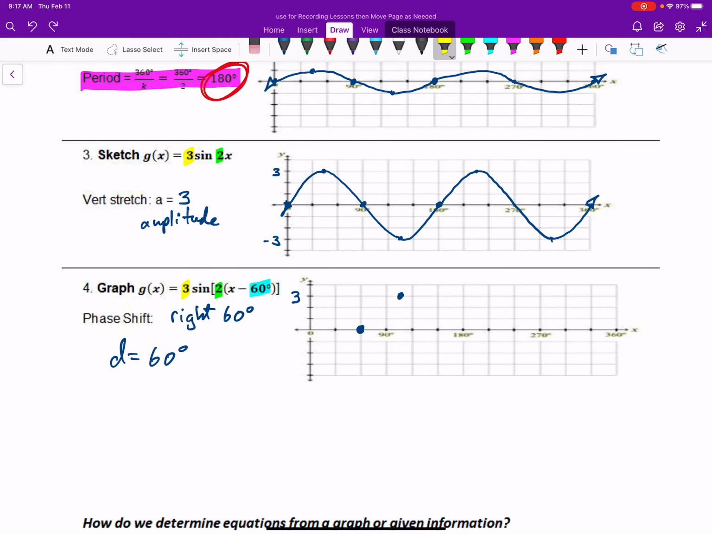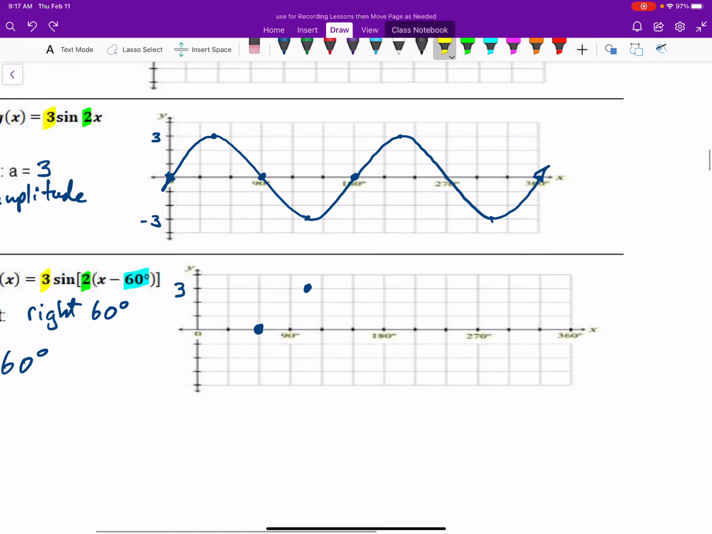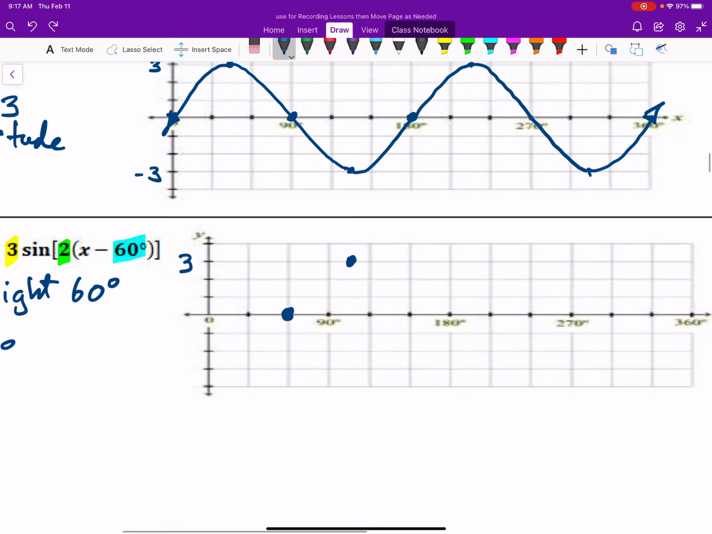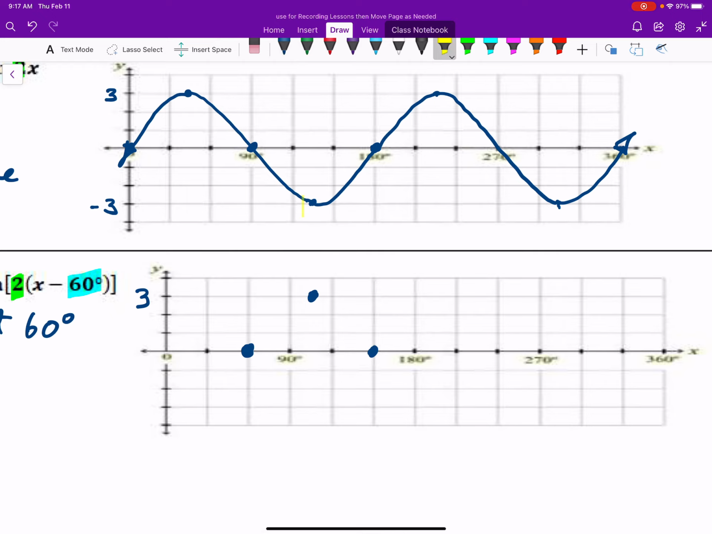So with that in mind, that means this one that's at 90 is going to shift 2 blocks to the right, and it's going to be at 150. And this point here that was at 135, it doesn't really even matter. I just have to shift 2 blocks to the right. So this is going to go a little bit past 180. And then the 180 is going to shift 2 blocks to the right, and so on.